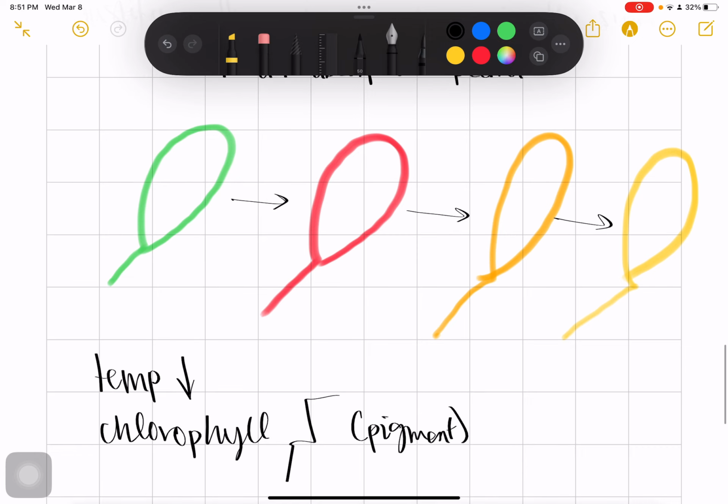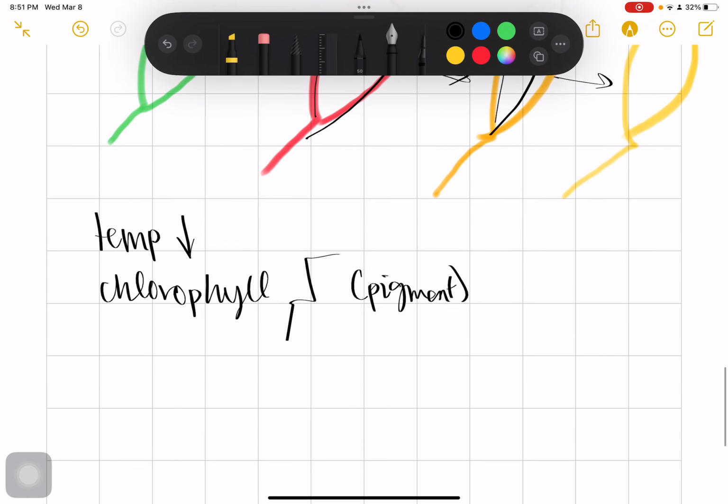So in this scenario, from here to here, take a second, think about it. The chlorophyll is breaking, and this red pigment is taking over. Next, we go here. That pigment is breaking, and this pigment is taking over. It all depends on the optimal temperature of a leaf and how it functions best.